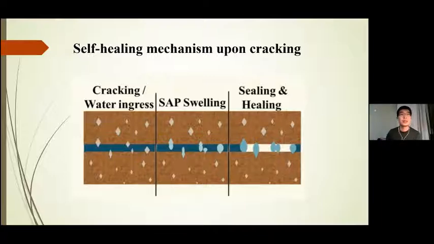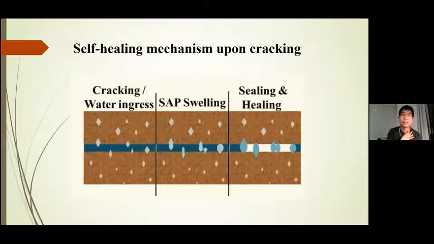So the self-healing mechanism proposed here upon cracking is that the SAP is first embedded in the cementitious matrix, and when there is a crack, groundwater ingresses into the crack, and the SAP swelling behavior is triggered by the water ingress. Therefore, the SAP absorbs a lot of water and also swells. So the swollen SAP particles can seal and heal the cracks. So that's the mechanism.